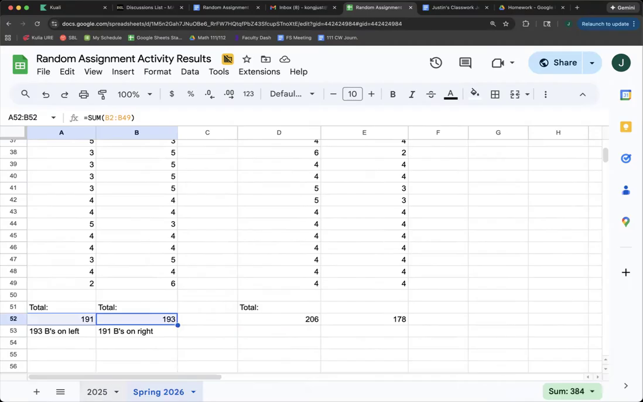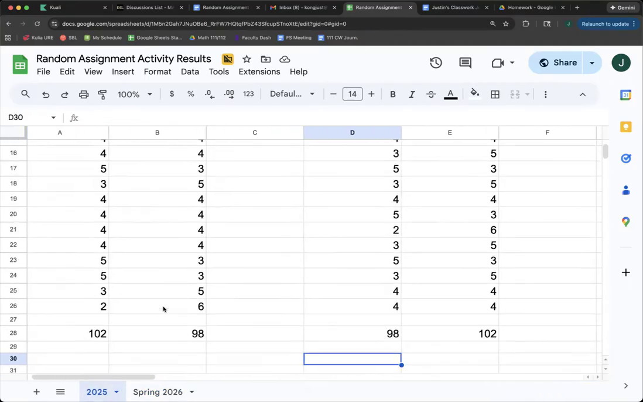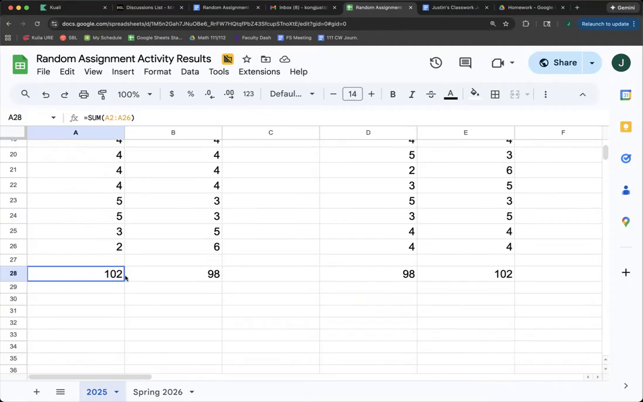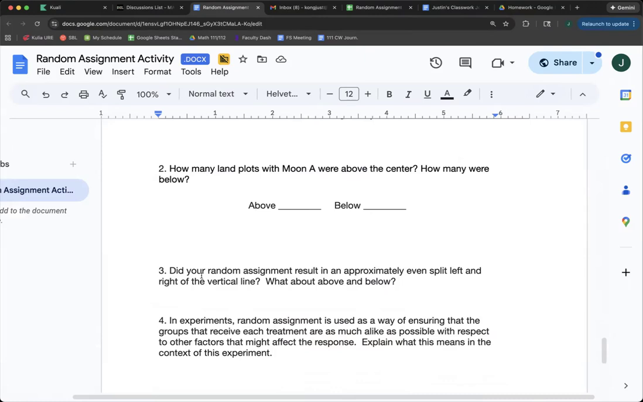Or just for comparison, I'll show you guys my class last year. So left and right, I had 102 versus 98, and up and down, it actually reversed at 98 versus 102. So this is another very close result. And this is with a smaller class, because this year I have two sections, and we just compiled all the information. Okay, so let's get back to what does all this mean?